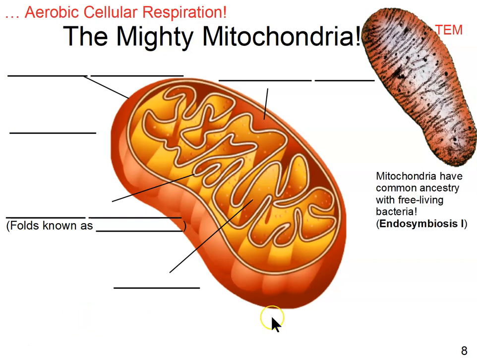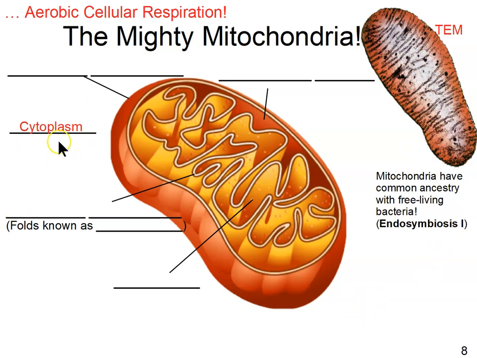So mitochondria, if you'll recall, are the product of endosymbiosis 1, or in other words, mitochondria have common ancestry with prokaryotes, once free-living bacteria or prokaryotes. So that's that concept of endosymbiosis 1. And there's a lot of evidence supporting that. They have their own DNA, they reproduce by binary fission, they're about the same size and shape as a prokaryote.